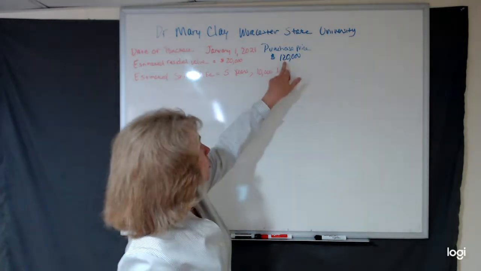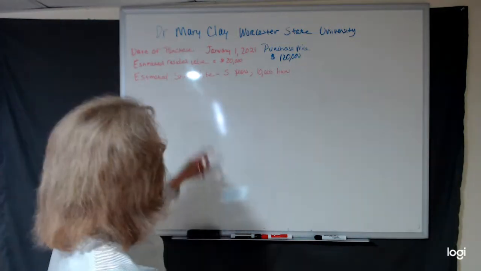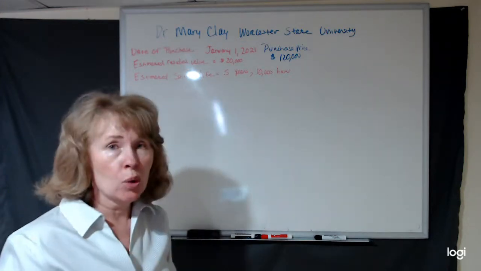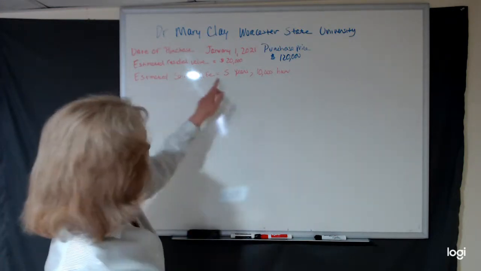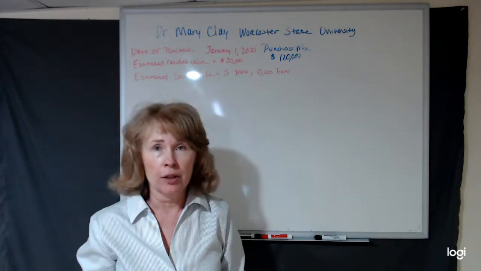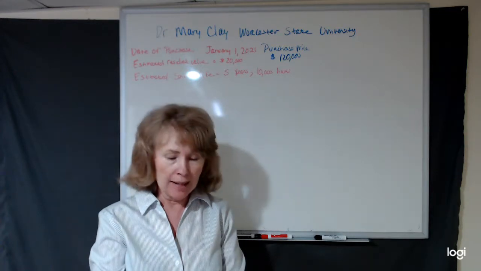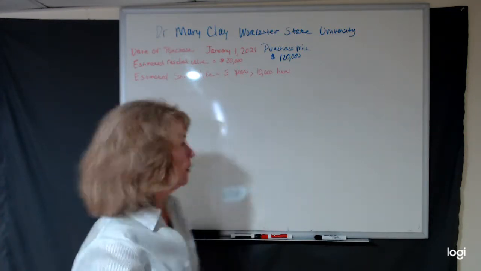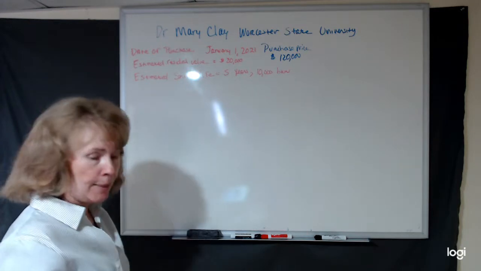The purchase price is $120,000. The residual value is $20,000. And the estimated service life is 5 years. When you do double declining balance, do a schedule. So this is how you set it up.